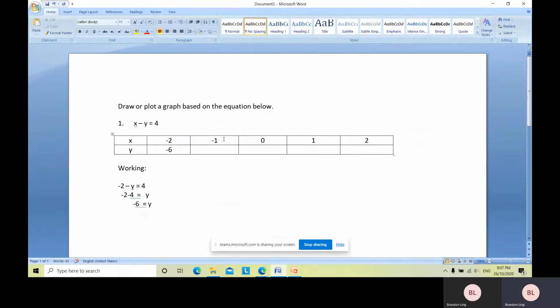Next, we move on to another value, minus 1. When you substitute minus 1 into this equation, you'll get minus 5. Same goes with the same calculation. If you put x equals 0, you'll get y equals minus 4, and for x equals 1, you get minus 3, and minus 2.